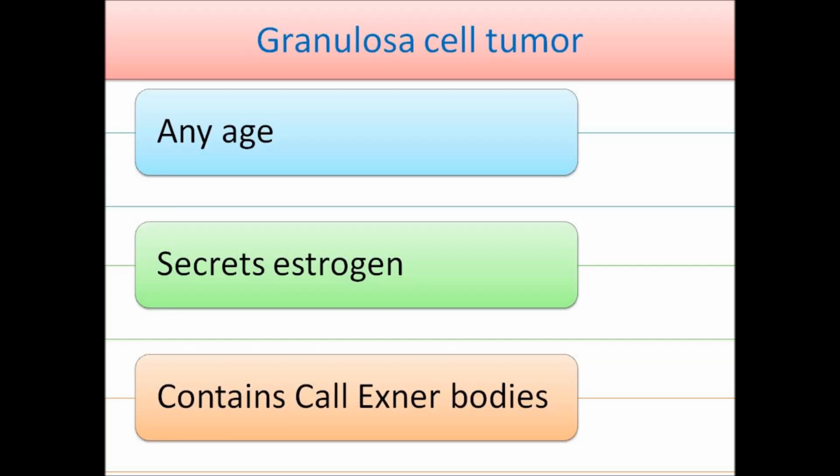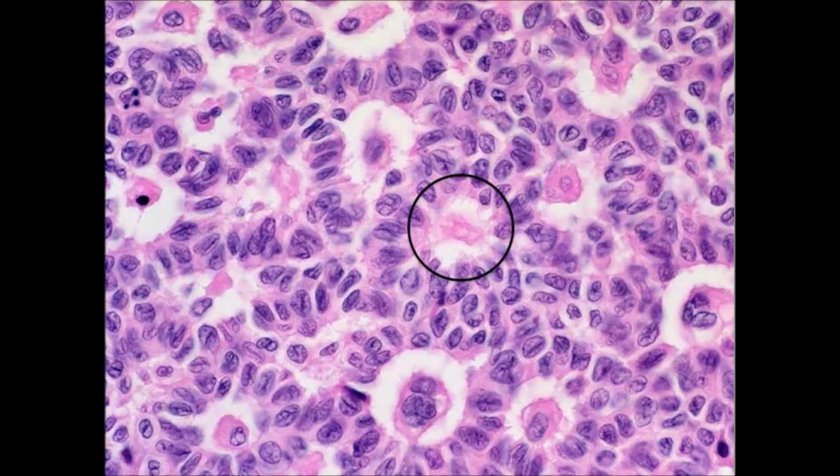And this is the important clinical point. And the important pathological point is it contains what are called Call-Exner bodies. These are actually eosinophilic collections or depositions that are present within the tumor. These are the Call-Exner bodies. Okay. This tumor, as I said, presents at any age and secretes estrogen. So in a child, it presents as isosexual precocious puberty.